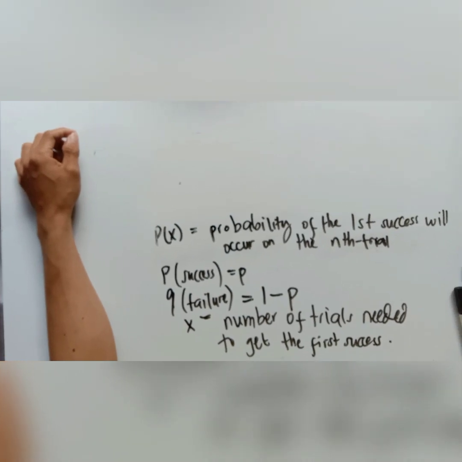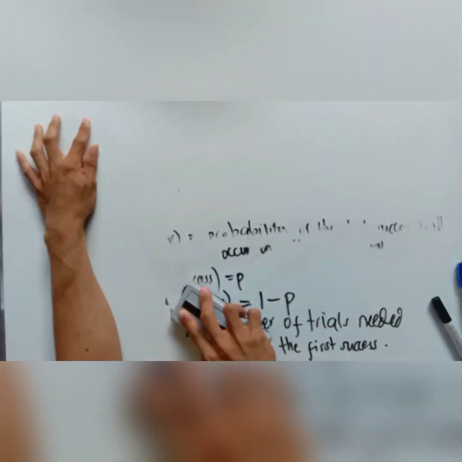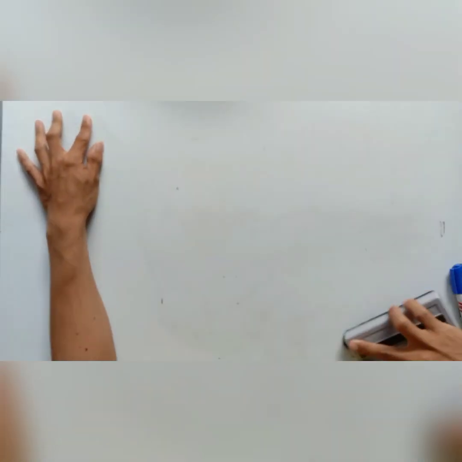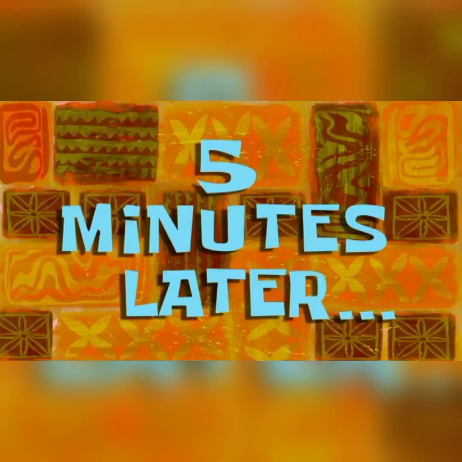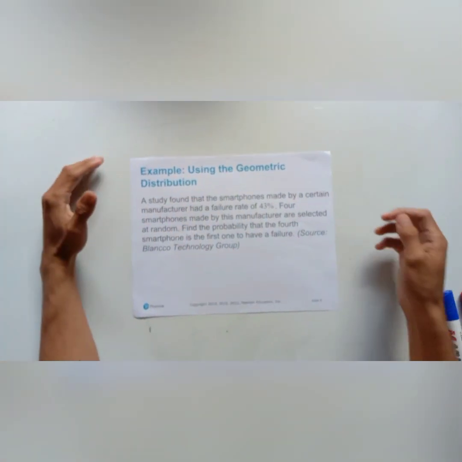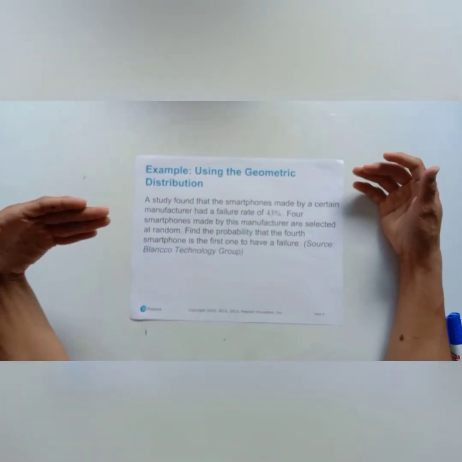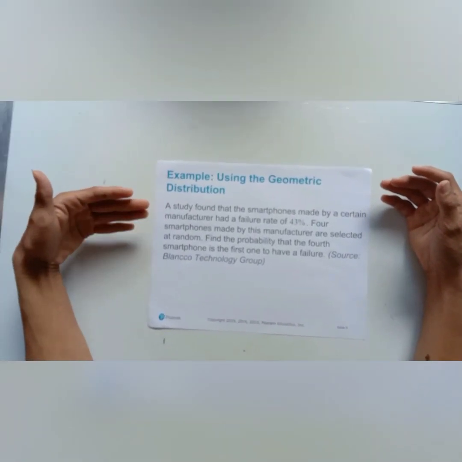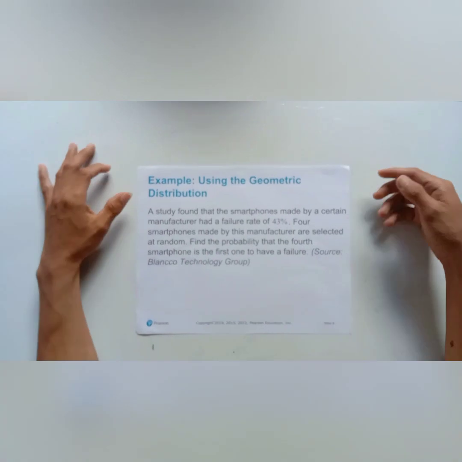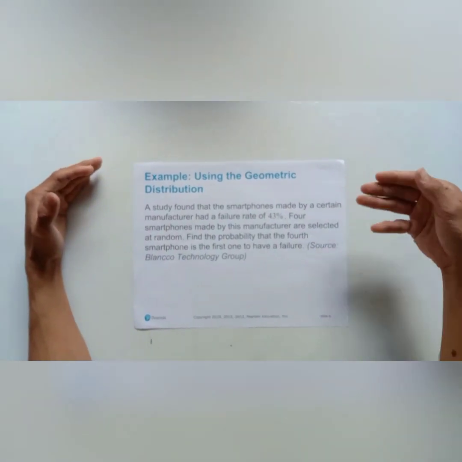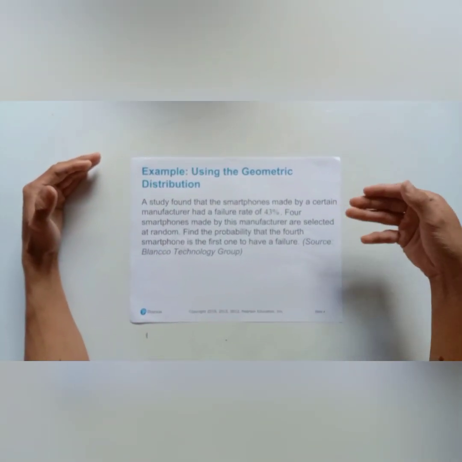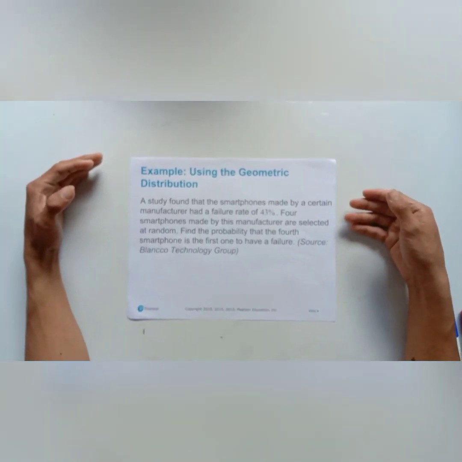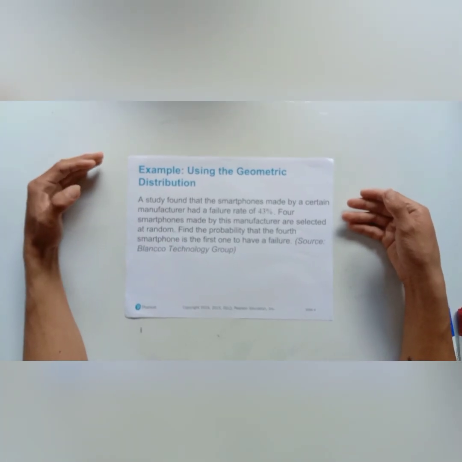To make it clear, I will give you an example. Using the geometric distribution, we are going to answer this problem. A study found that the smartphones made by a certain manufacturer had a failure rate of 43%. 4 smartphones made by this manufacturer are selected at random. Find the probability that the 4th smartphone is the first one to have a failure.